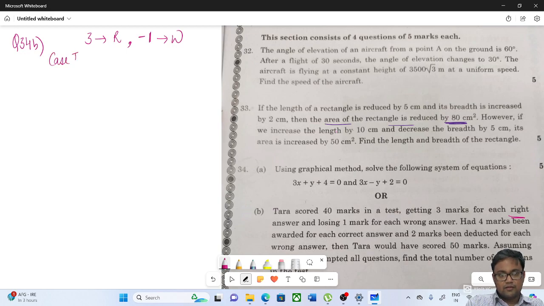In case 1, let us say she attempts x right questions and y questions wrong. Then for 1 right answer she is getting 3 marks, so for x right answers she will get 3x marks. Added to, for 1 wrong answer her score is deducted by 1. So for y wrong answers, she will reduce her score by minus y. These two values will be multiplied.